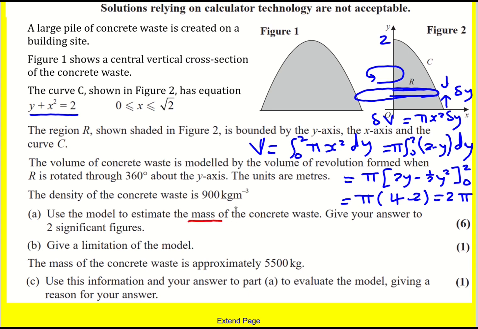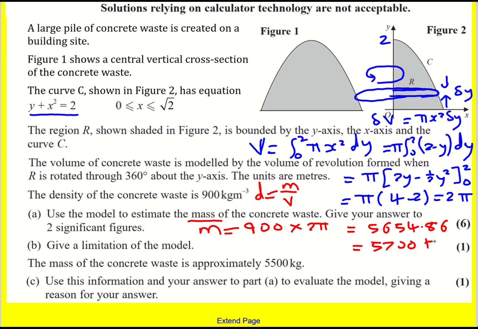We're actually asked to estimate the mass of the concrete. So density is mass over volume, and therefore the mass is going to be density times volume, 900 times 2 pi. This is 1800 pi, or 5654.86. Rounded to 5,700 kilograms to two significant figures.